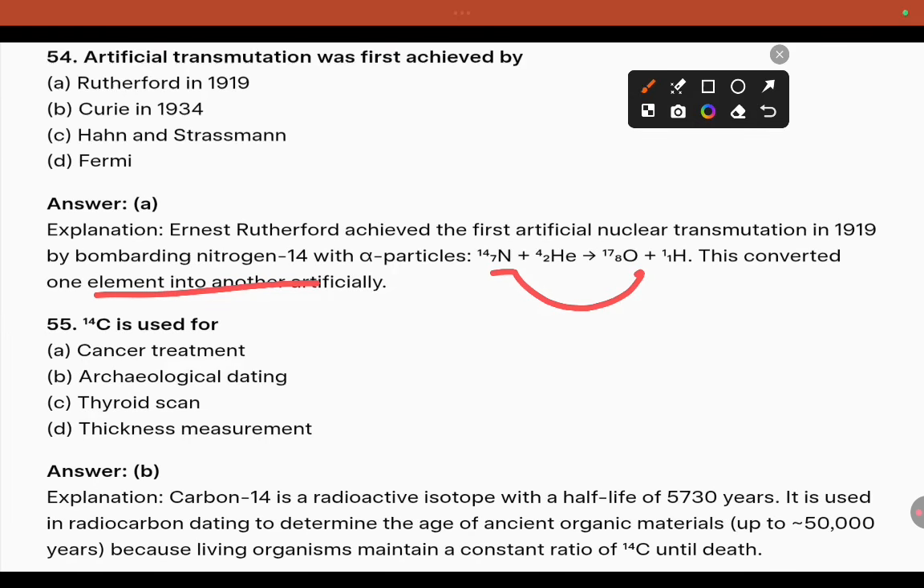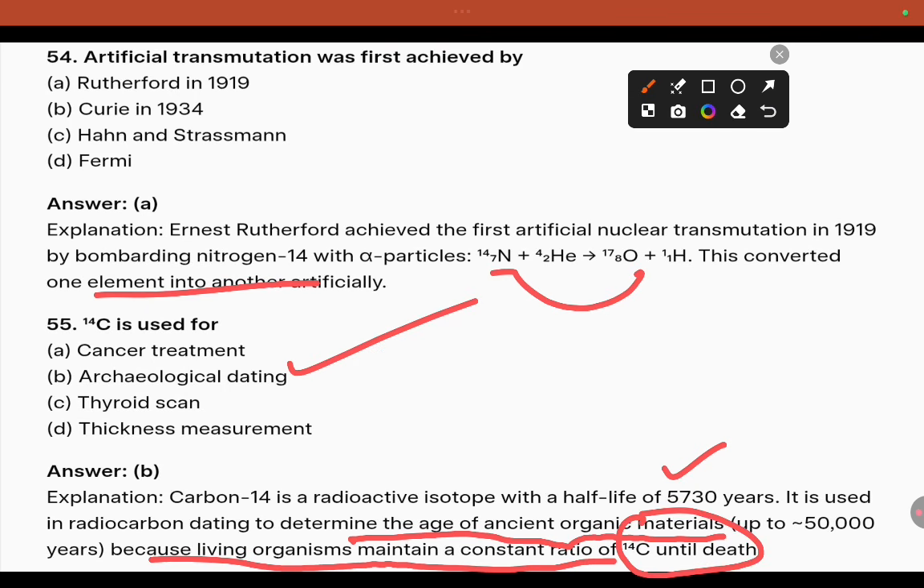Carbon-14 is used for archaeological dating. Carbon-14 is a radioactive isotope with a half-life of 5730 years. It is used in radiocarbon dating to determine the age of ancient organic materials up to 50,000 years because living organisms maintain a constant ratio of carbon-14 until their death.